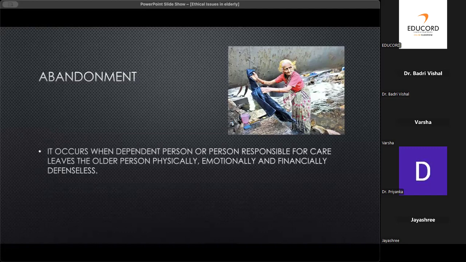Then there is the issue of abandonment, which we have seen very commonly in the Indian scenario. Although Indian society is actually not a society in which the elderly are left on their own, nowadays this kind of trend is on the rise. It occurs when a dependent person or the person responsible for care leaves the older person physically, emotionally, and financially defenseless.